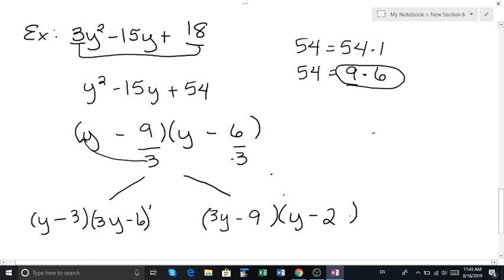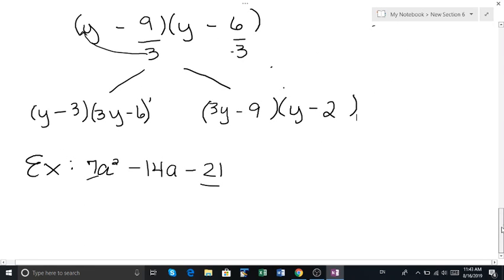If you're having trouble believing that both of these are correct, go ahead and do the FOIL method on both, because I did to double check before I made this video. They do come out the same. Okay, and now we're going to look at this one.